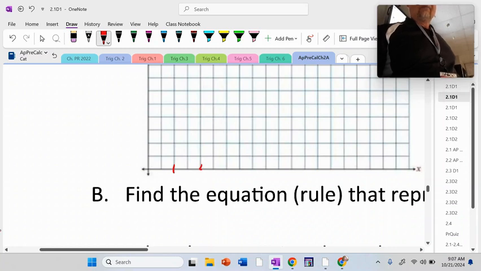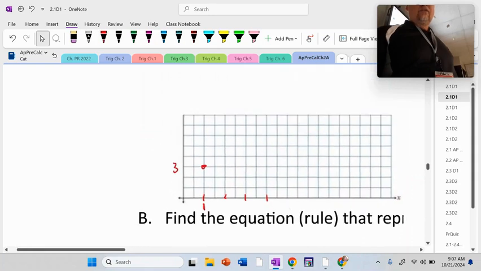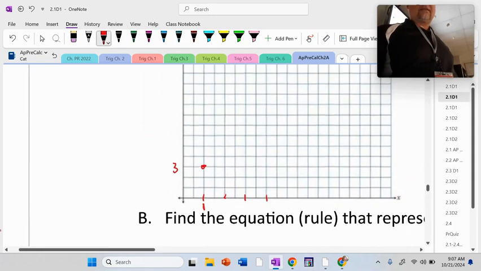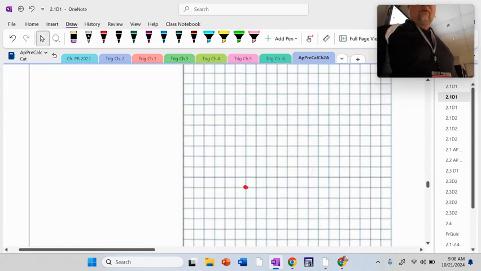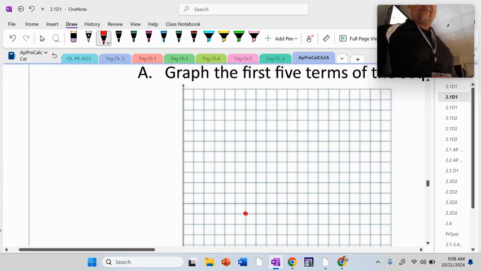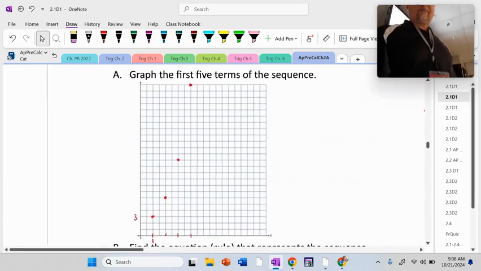1, 2, 3, 4. What's the first one? 3. So the first term is 3. I want to call it input 1, output 3. And then 2, we're going to skip a couple just to space this out, comma 6. And then 3, comma 12. 1, 2, 3, 4, 5, 6 more. And then 4, comma another 12, which, you know what? It does land on the top. I found that out last hour.